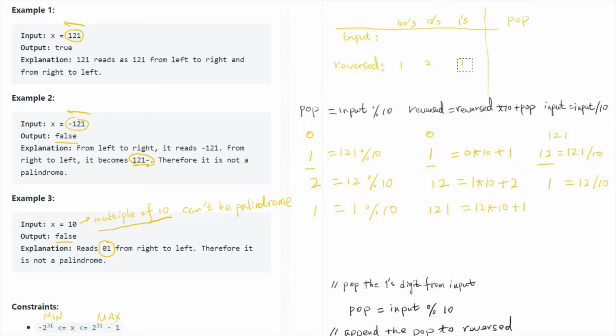After moving 1 from input to reversed, we update the input. It equals the current value of the input, 1, divided by 10, which equals 0. So there's no more digit in the input and the value for the input is 0. Our process to reverse the input stops here.